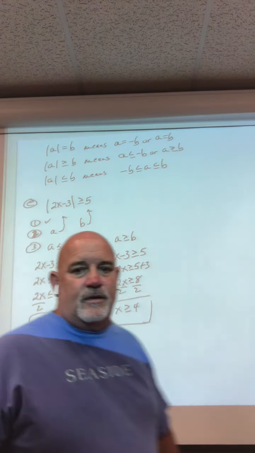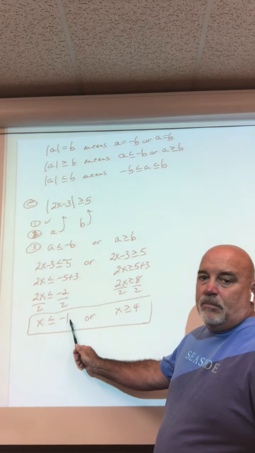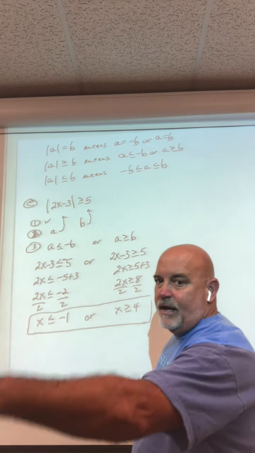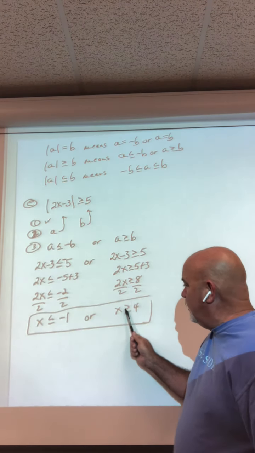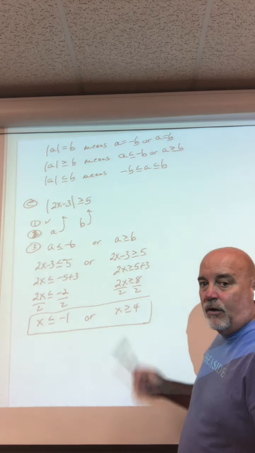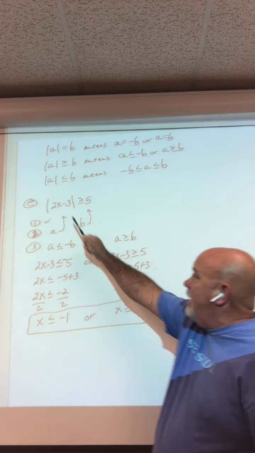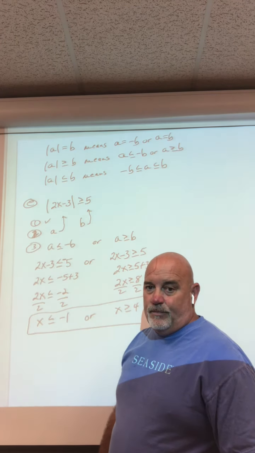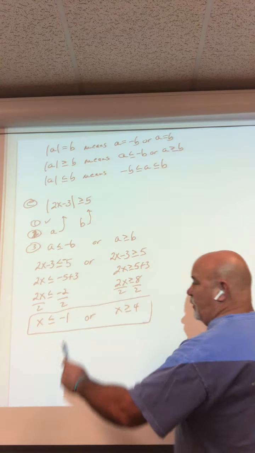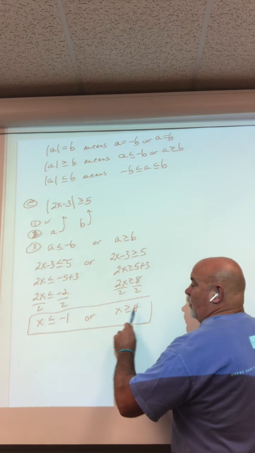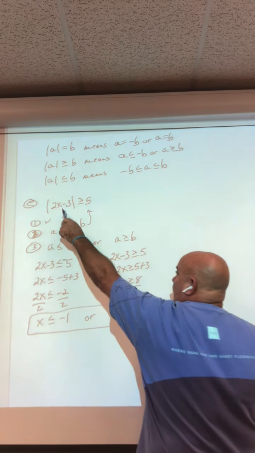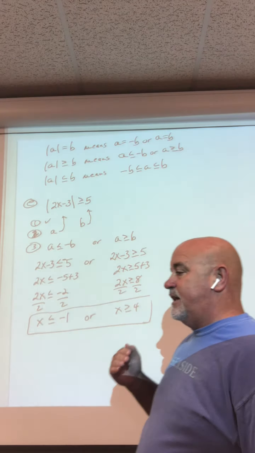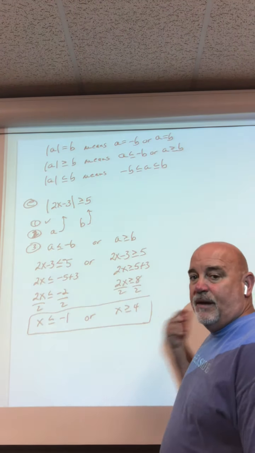So, here's what this means. If you pick any number less than negative 1, that means negative 1, negative 2, negative 3, negative 4, negative 5, or if you pick any number 4 and bigger, 4, 5, 6, 7, 8, 9, 10, 11, and you put that number up here and you work this out, it will be true. But here's what else it means. If you pick a number between negative 1 and 4 and you plug it in up there, it won't work. So the answer to this problem is everything smaller than negative 1, bigger than 4.